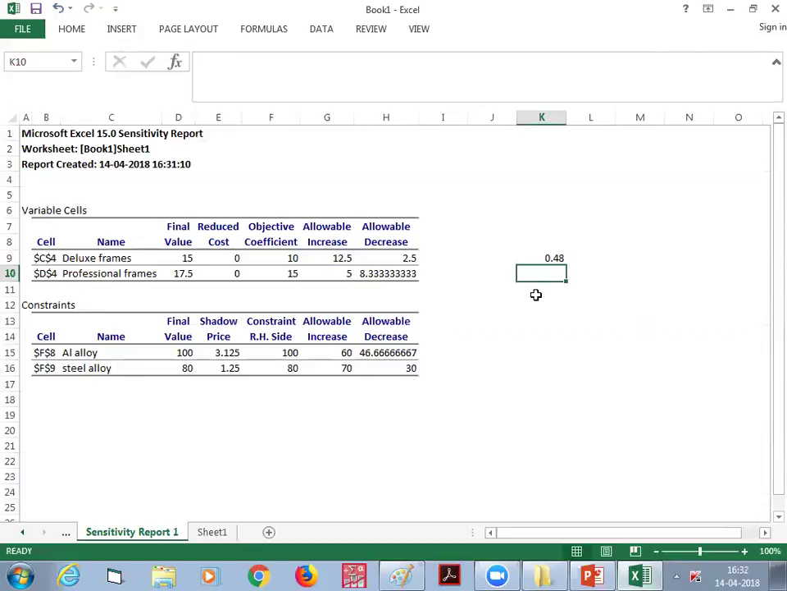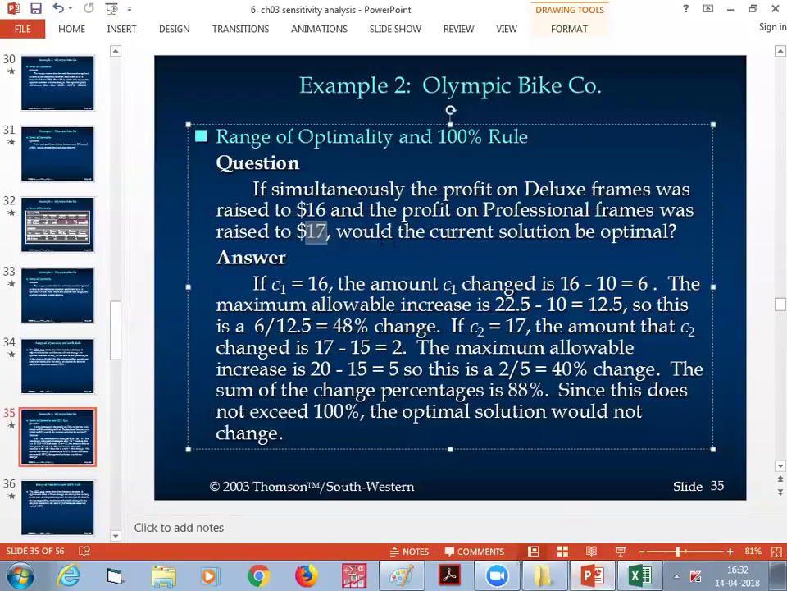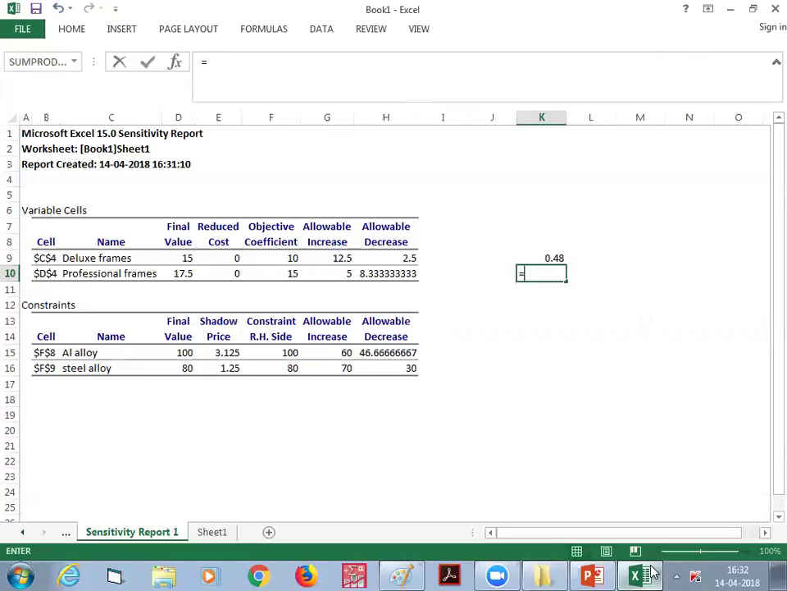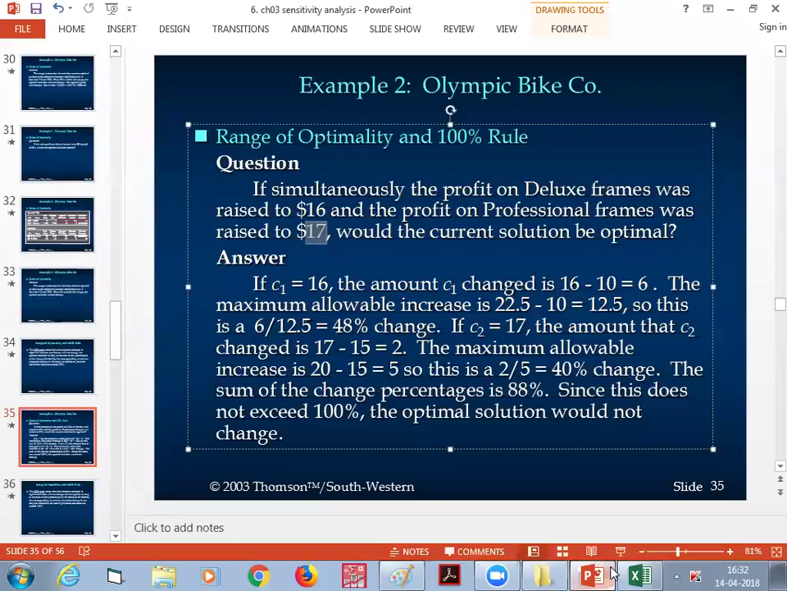The percentage increase in the second case is how much? It's increased from 15 to 17, so it's increased by 2, divided by the maximum allowable increase. The amount of increase divided by the maximum allowable increase. So that's 40%. When we add these two together, we get 88%, which is less than 100%. And so the solution remains optimal.